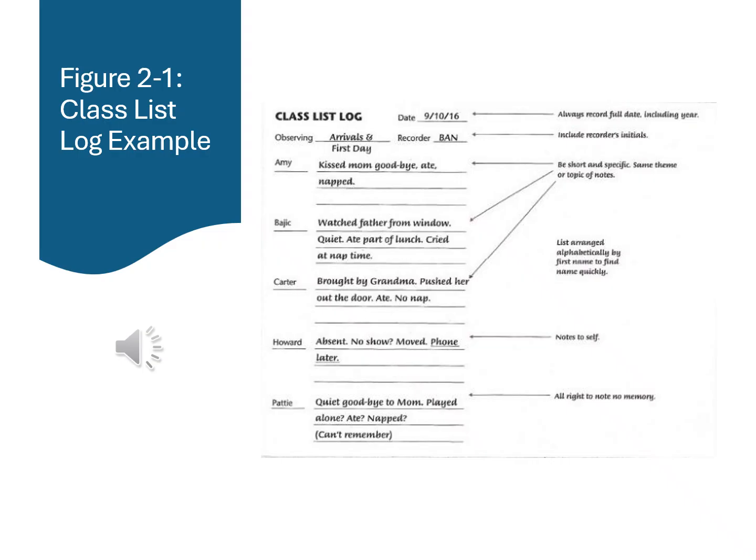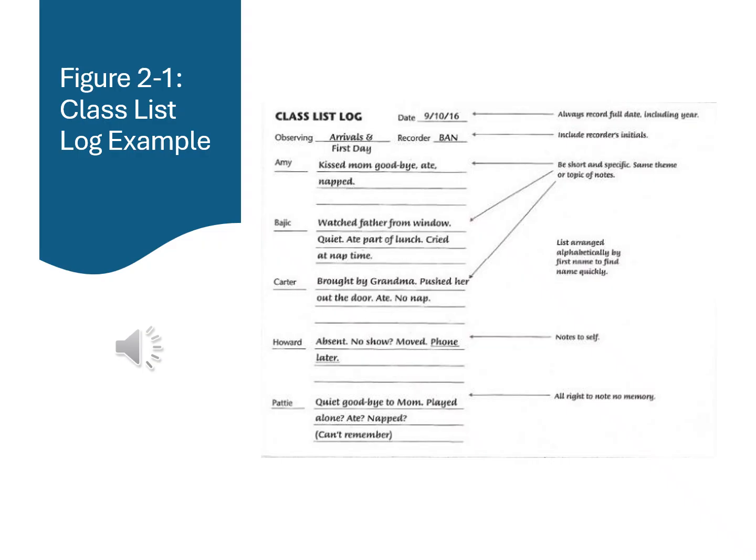So you can see that we're going to be short and specific. We're going to have the same kind of theme for each of the children. So we're talking about arrivals and the first day for all children. We're not talking about arrivals and first day for one child and then writing down notes about bathrooming for another. So we want to make sure that we're being consistent about what kind of information we're noting for each child as much as we can.